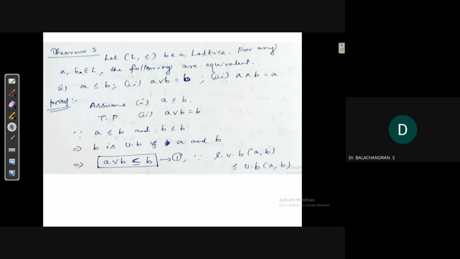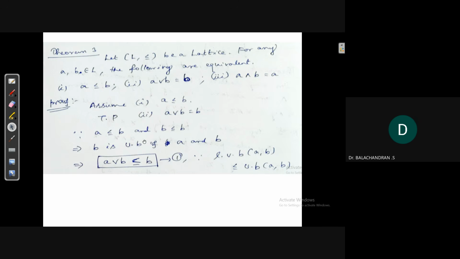So first assume A ≤ B, to prove A or B equal to B. To prove A or B equal to B, I am going to prove A or B ≤ B, and similarly B ≤ A or B. Since by assumption A ≤ B, and B ≤ B is always true, the right side B is an upper bound of the left side A and the left side B.